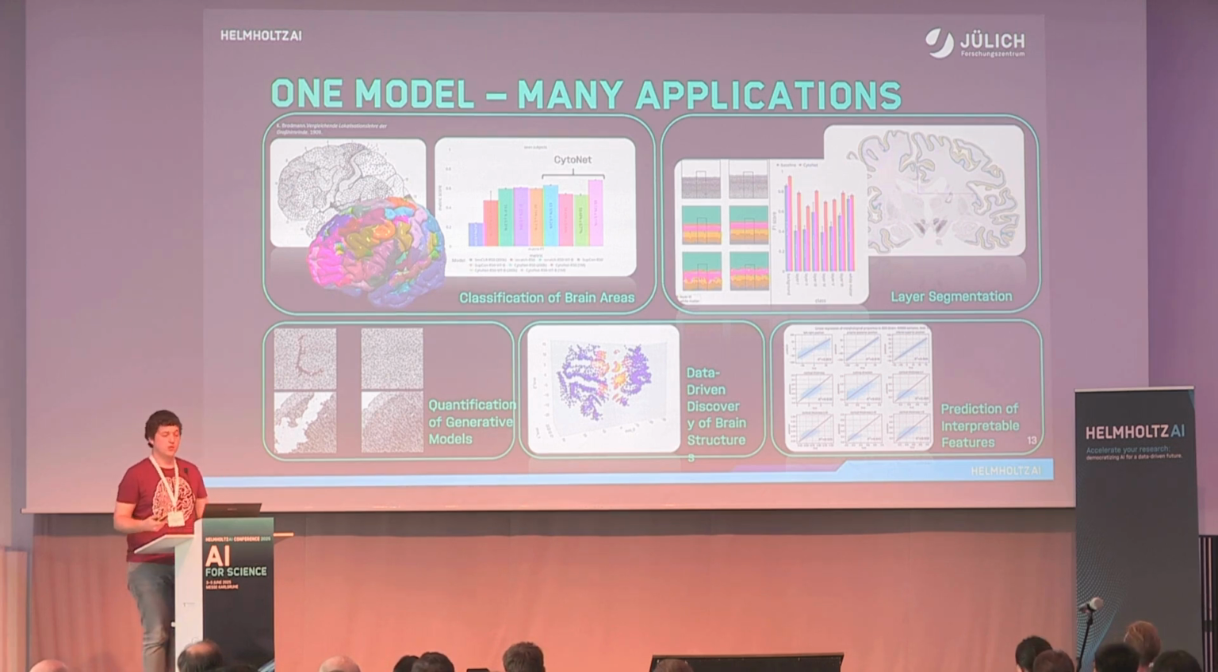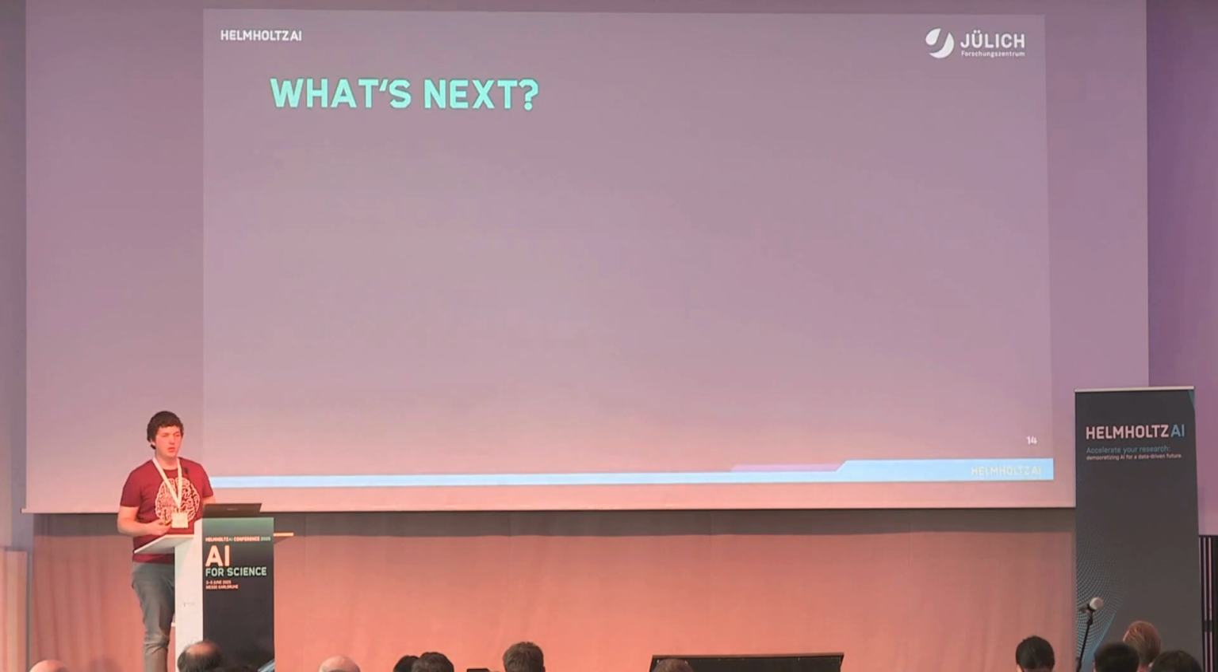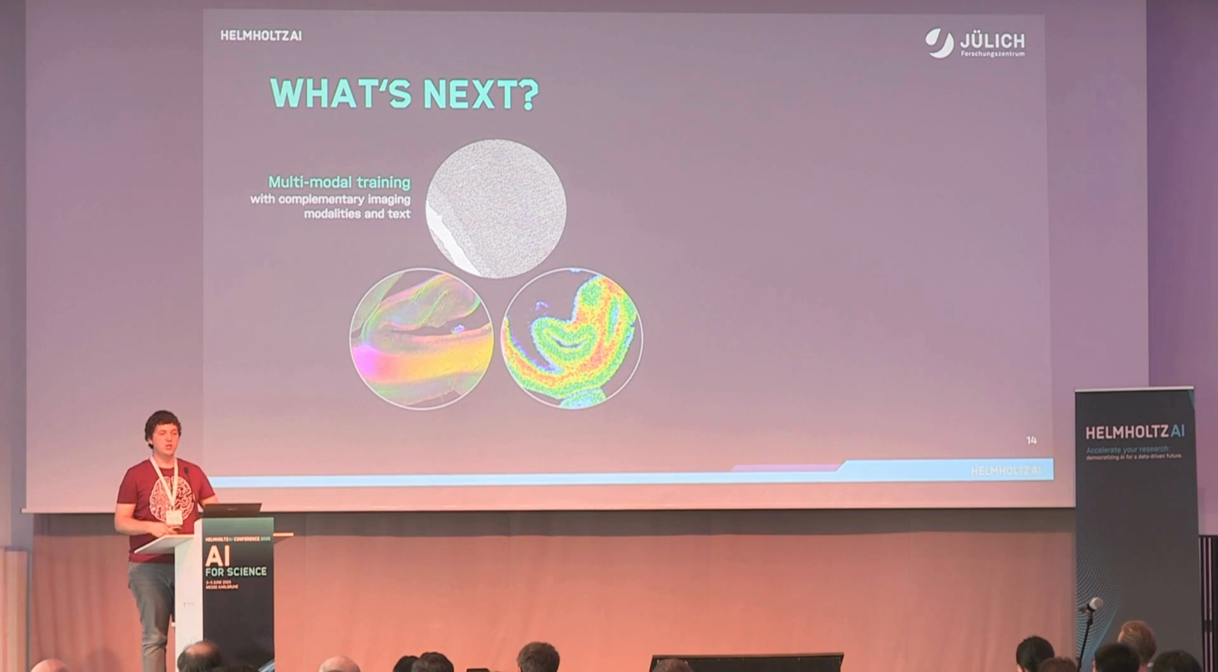The question remains, what's next? I spoiled it already at the beginning of the talk. We are actually aiming for multimodal training here. So we want to include different imaging modalities, which is relatively easy with the method that I showed, because this distance similarity works across imaging modalities more or less directly. We also want to include text, which might be a little bit less straightforward. If you're interested in how this is going so far, please check out the posters of my colleagues today and tomorrow in the poster session.